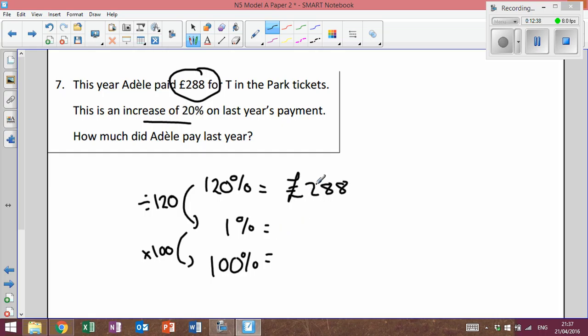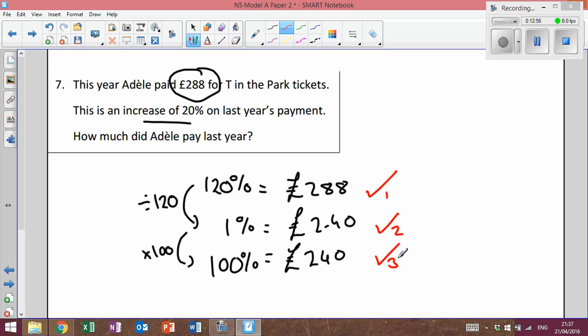So I'm going to do 288 divided by 120, which is £2.40, and then times it by 100 will be £240. Nice and easy to mark. 1 mark for making that initial statement, 1 mark for getting 1% or the equivalent, so 10%, 20% will work as well, and then the third mark for getting your 100% correct.